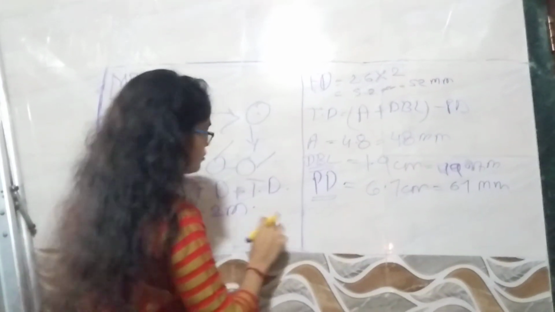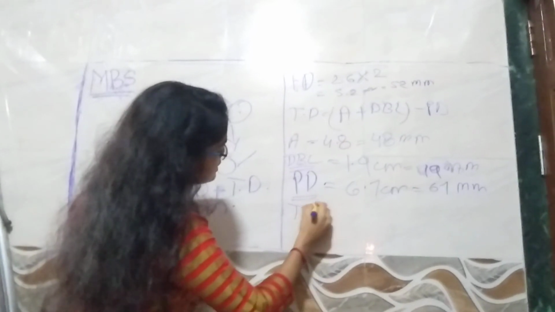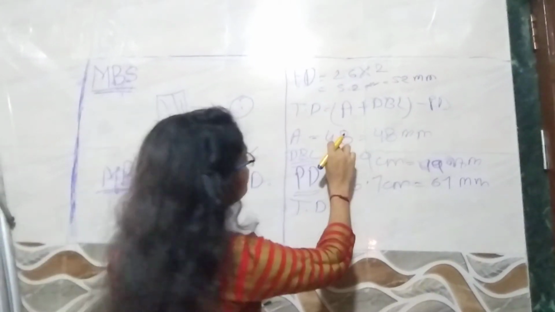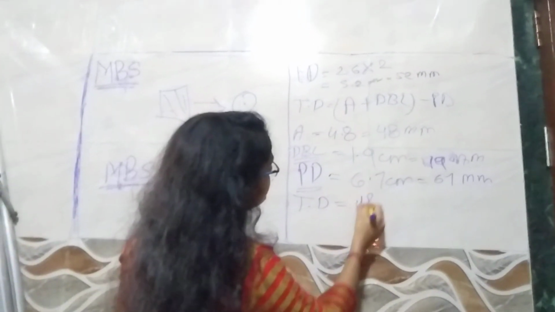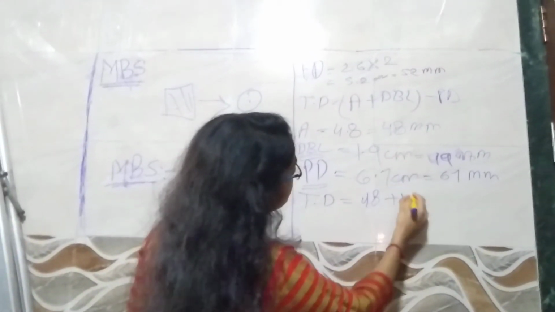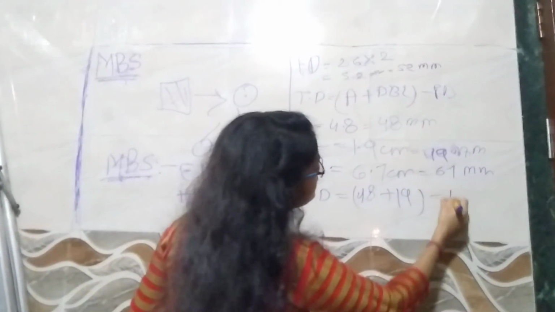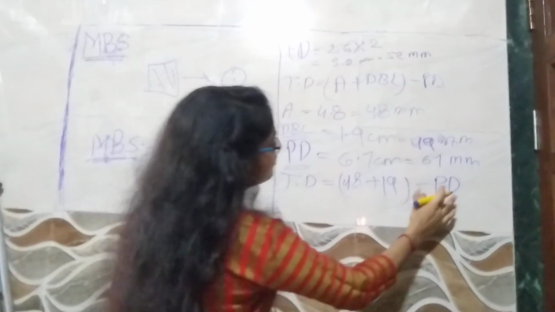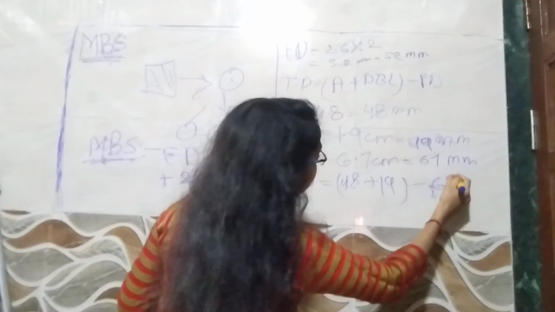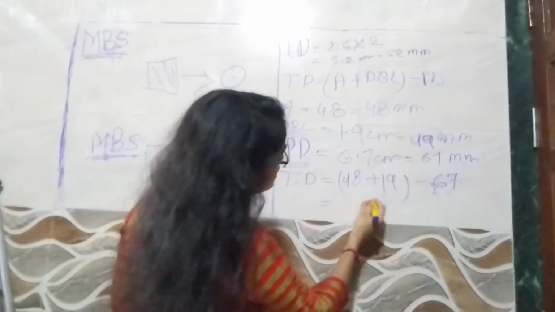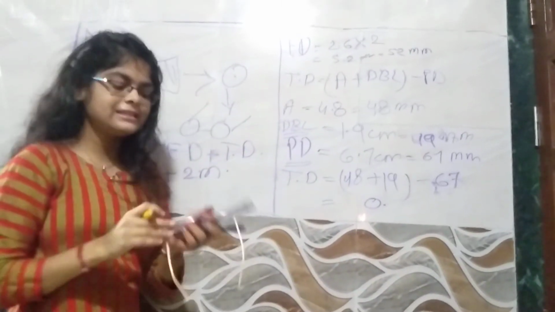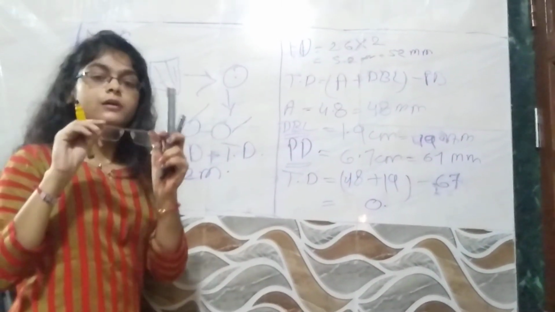And now we'll calculate the total decentration. So A will be 48 plus 19 minus PD. PD is 67, and now it will be 0. So there will be no decentration in this particular frame.